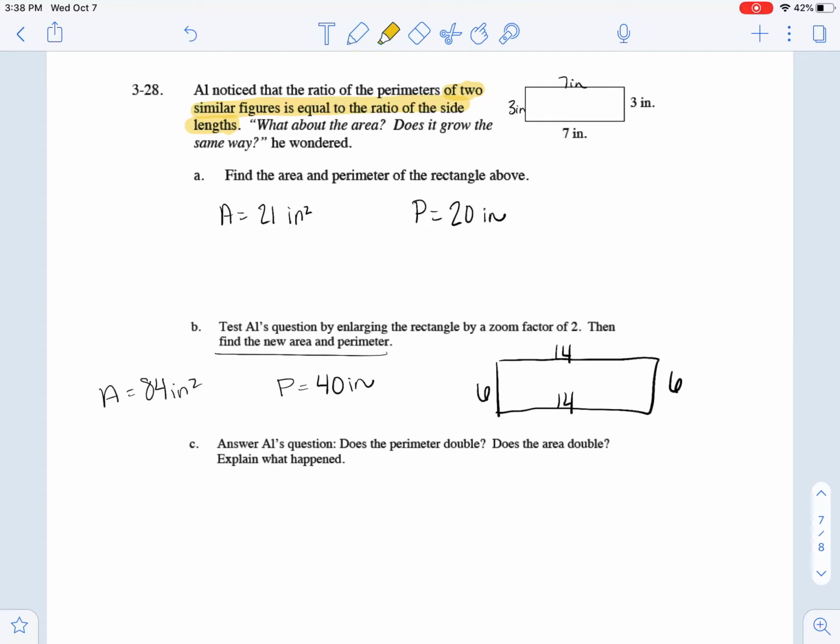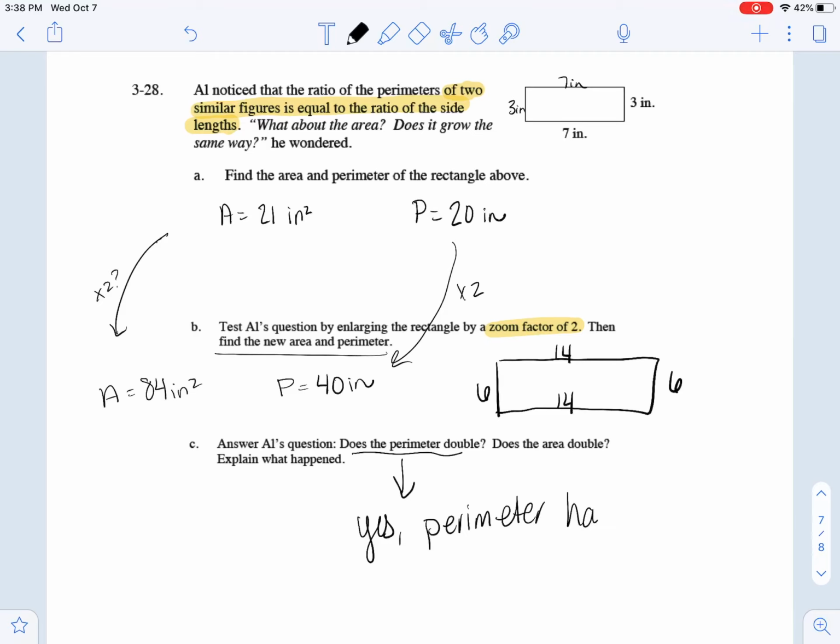So what happened to the perimeters and the areas? My scale factor, my zoom factor was 2. Oh, and look at that. My perimeter also grew by a ratio of 2. Did my area grow by a ratio of 2? No. Does the perimeter double? Yes. The perimeter has the same ratio always. It has the same ratio as the zoom factor, always.